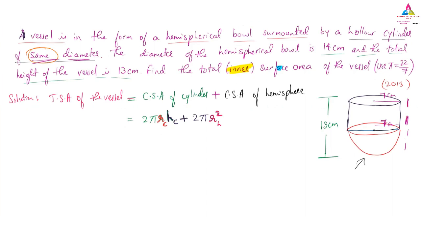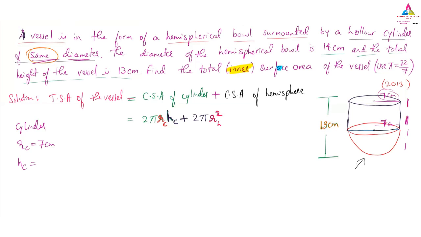Now very importantly we have to substitute the values. It will be better if I write down here. First we will go for the RC value for the cylinder. What is the radius of the cylinder? Here it is 7 centimeter. What is the height of the cylinder? 6 centimeter. How is it 6? 13 minus 7. Yes, 13 is the whole height of the vessel.